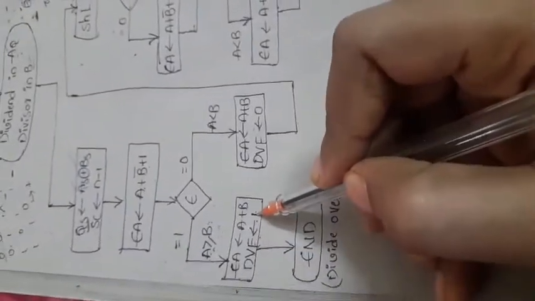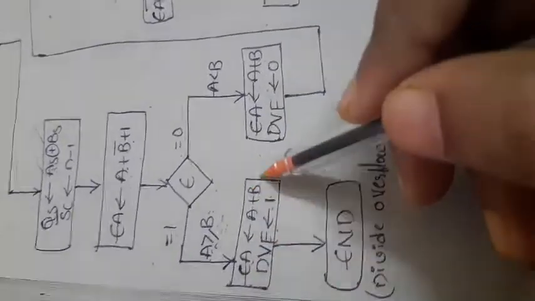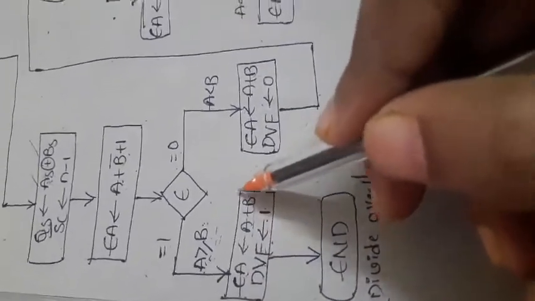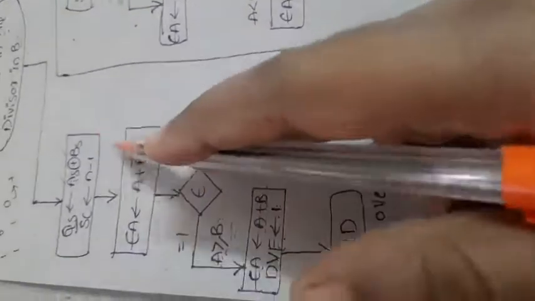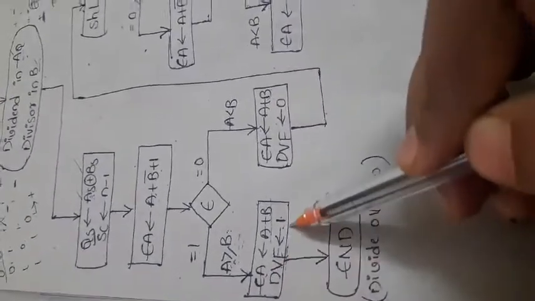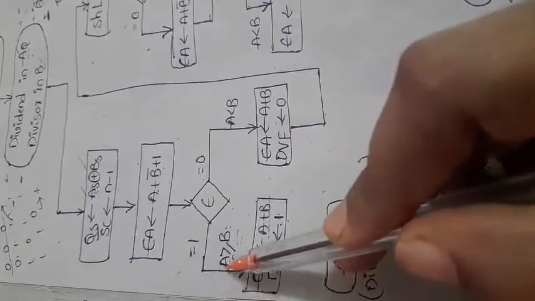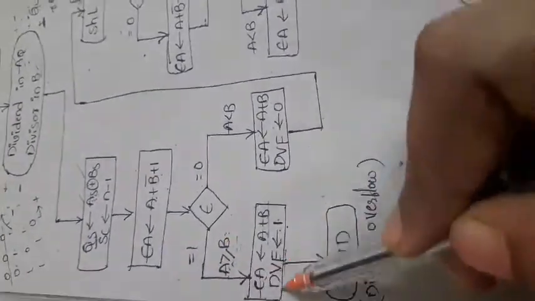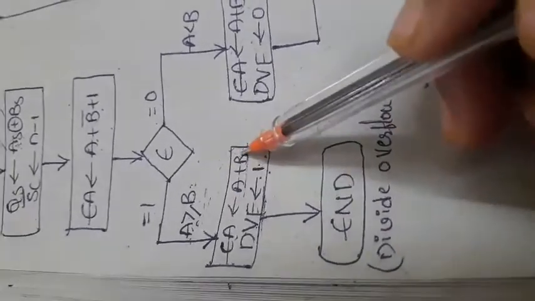So overflow is present here, and also here we perform A plus B, which is an addition operation. This is optional actually, because we are not going to do any addition here, we are performing only subtraction, so this is not considerable. You can remember only this: DVF goes to 1, because when the 5 bits of A are greater than the divisor, we automatically get the overflow, so DVF equals 1.